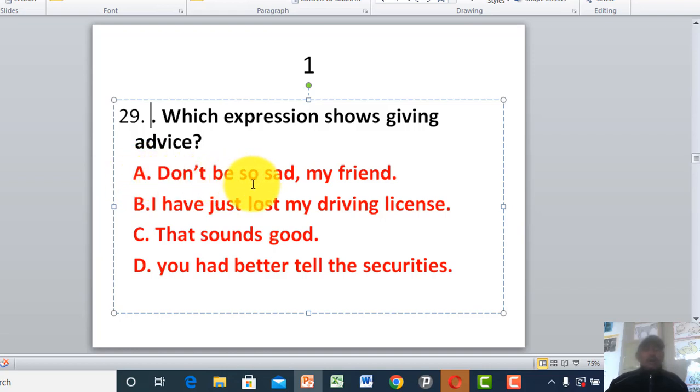Don't be so bad, my friend. It's not a kind of advice, please. Advice means a saying, a word, a phrase which is important to improve someone's problem, which treats someone's problem.